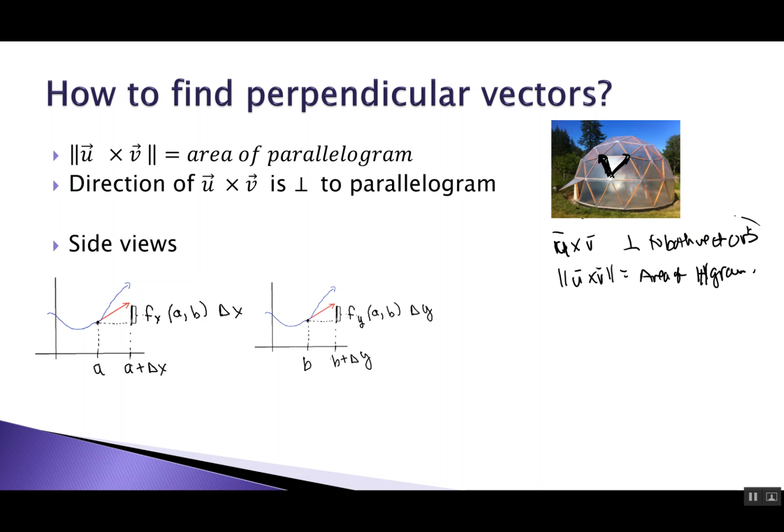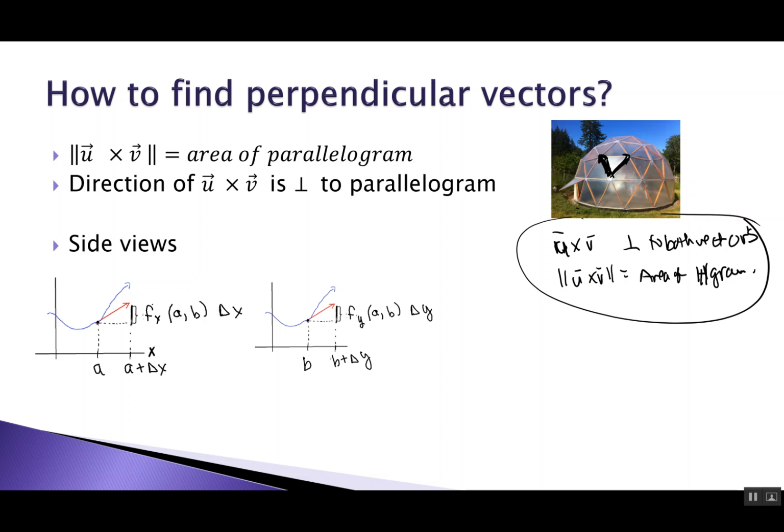So that's what we need, right? That's what the A needs to be. Its length has to be the area of the shape that we've got. It needs to be perpendicular to the shape that we've got. So if I could find that U and that V, then I'm golden, right? Here's how I'm going to do it.